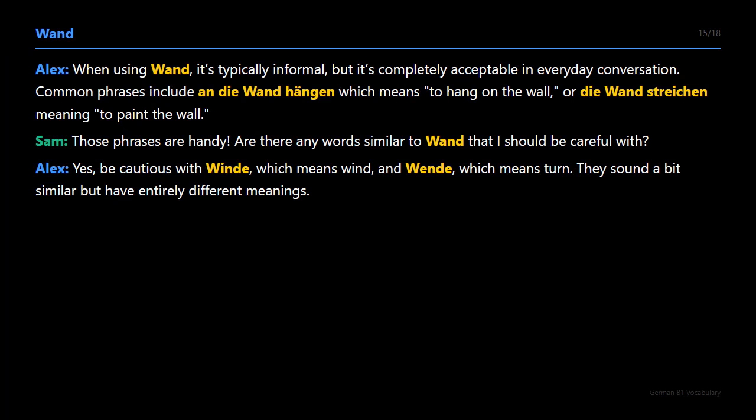Those phrases are handy. Are there any words similar to Wand that I should be careful with? Yes, be cautious with Winde, which means wind, and Wände, which means turn. They sound a bit similar but have entirely different meanings.